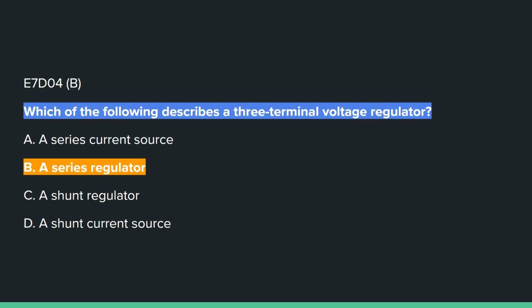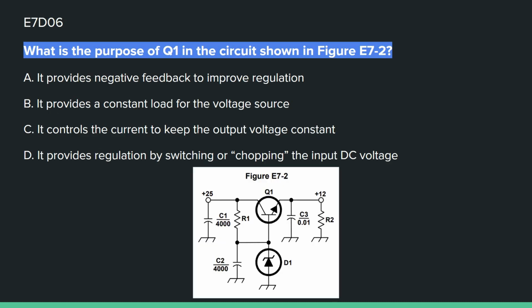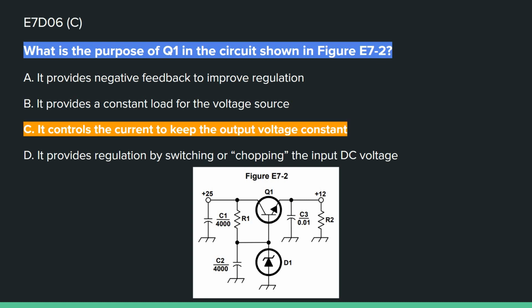B. A series regulator. E7D05, which of the following types of linear voltage regulator operates by loading the unregulated voltage source? D. A shunt regulator. E7D06, what is the purpose of Q1 in the circuit shown in figure E7-2? C. It controls the current to keep the output voltage constant.